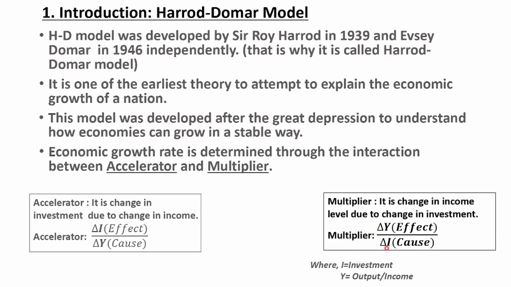When there is an initial investment, it ultimately increases the income. That's what we call the multiplier. These two are the multiplier and accelerator effects. Pictorially, an initial increase in investment increases the income through the multiplier effect. With the increase in income, through the accelerator effect, it further increases the investment. When this cycle continues, it increases economic growth.